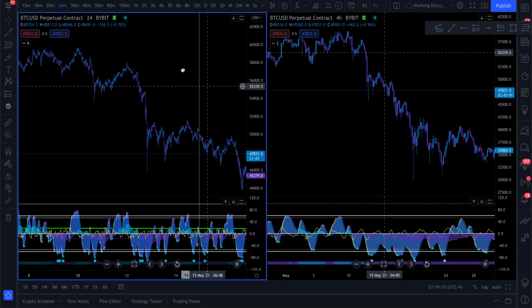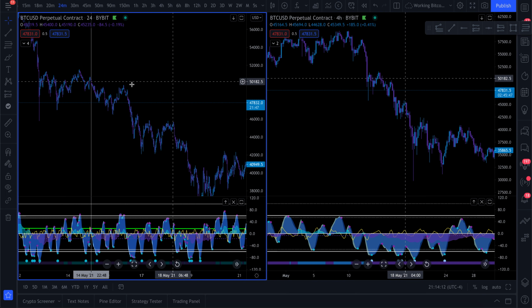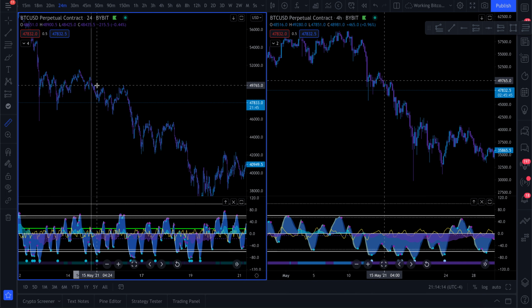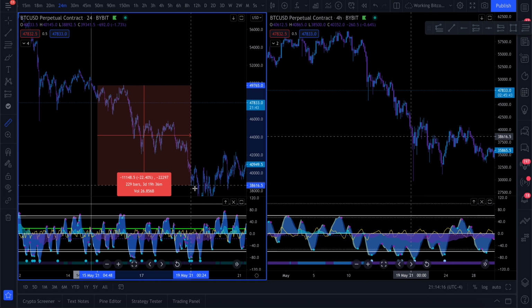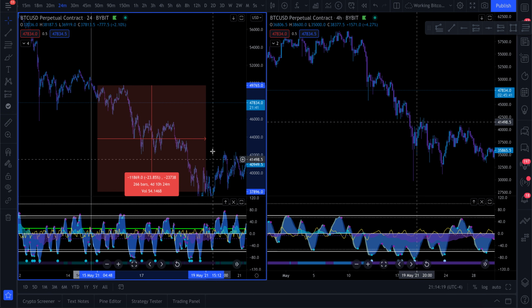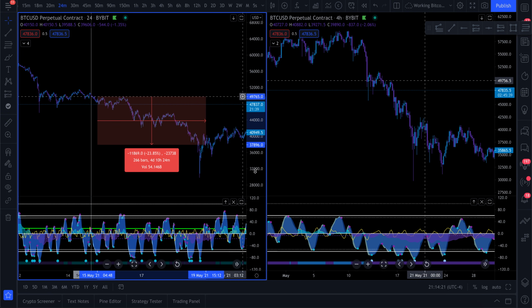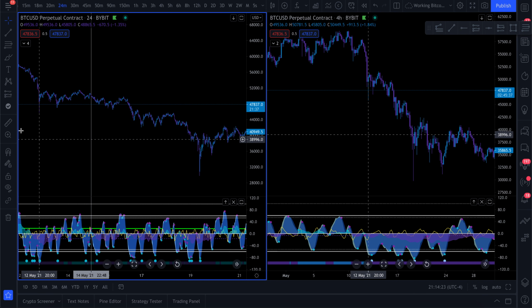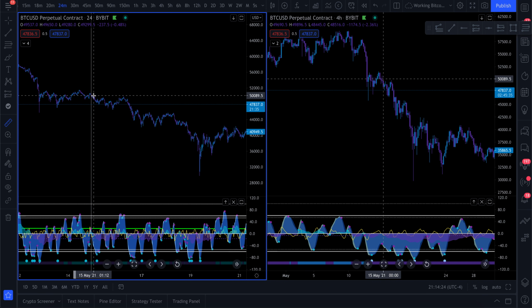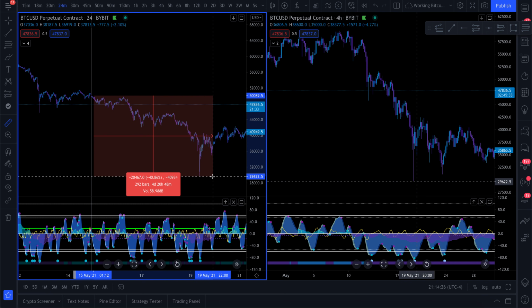Boom. And look at the short, guys. I mean, seriously, look at this short. It's just massive, right? Just massive. We would have stayed in this thing for a long time. We would have made lots of profit, just by using this strategy, guys. You really look at this, 40%.